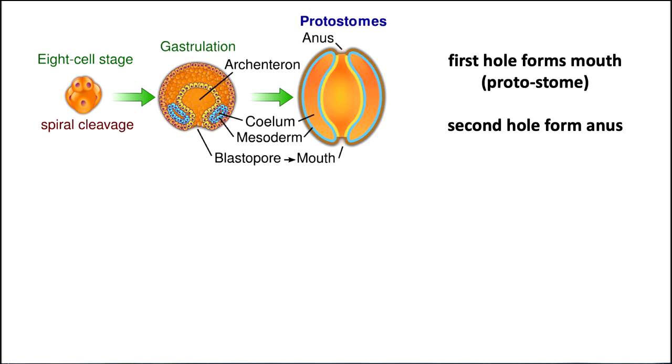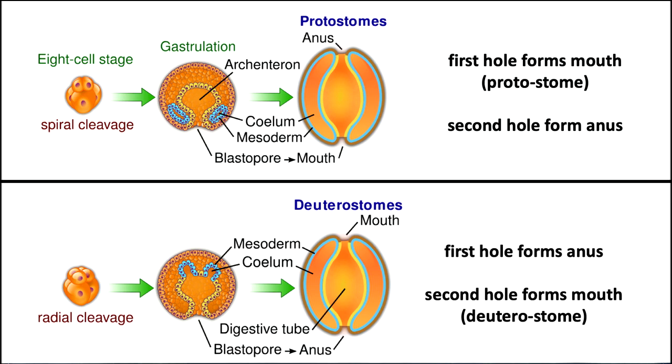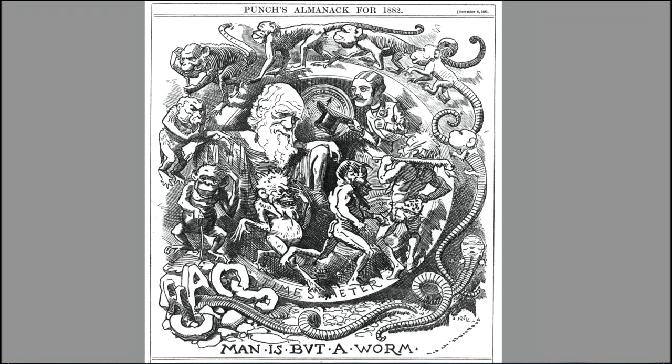What about people and fish? We are deuterostomes. We go through fertilization, eight cells, then we form this blastopore. That's the first hole at the bottom. That eventually turns into our anus, and the second hole becomes the mouth. And notice that the mouth and the anus are connected through the gastrointestinal tract. The whole point of deuterostome is that the first hole forms the anus. Deutero is second: the second hole forms the mouth. So that's a very deep division in animals.